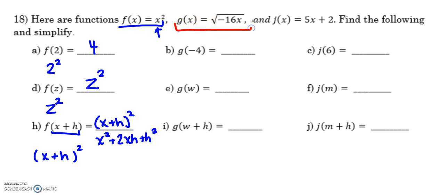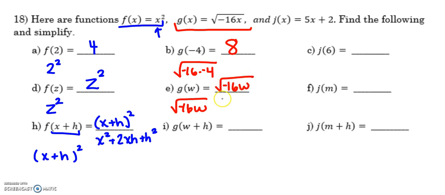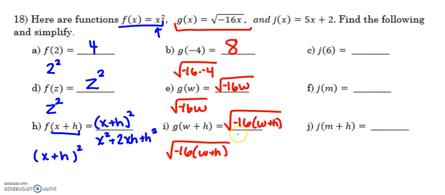Function g is the square root of negative 16x. So g of negative 4 will be the square root of negative 16 times negative 4, which is really the square root of 64, which will be 8. G of w will be the square root of negative 16 times w. Can't really do anything about that one. If you wanted to, I guess you could take out a 4i, but that seems like a little too much. G of w plus h is going to be the square root of negative 16 times w plus h. I would say you could leave that. Or if you wanted to, you could distribute into negative 16w plus negative 16h.